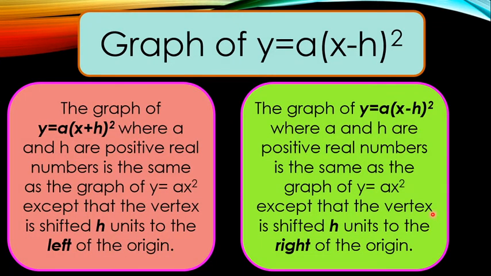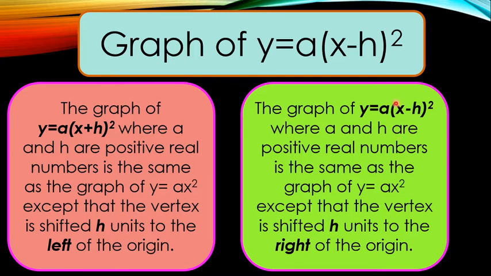In summary, the graph of y equals a times the quantity of (x + h) squared, where a and h are positive real numbers, is the same as the graph of y equals ax squared, except that the vertex is shifted h units to the left of the origin. Remember, if it is plus, it is shifted h units. It depends on the value of h, the number of units the graph is shifted from the origin.